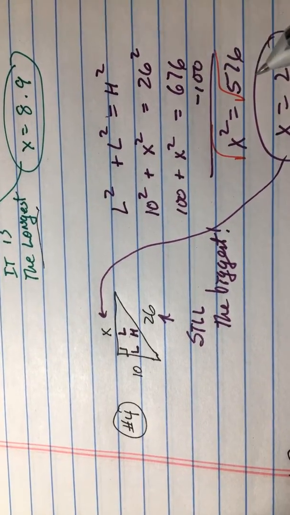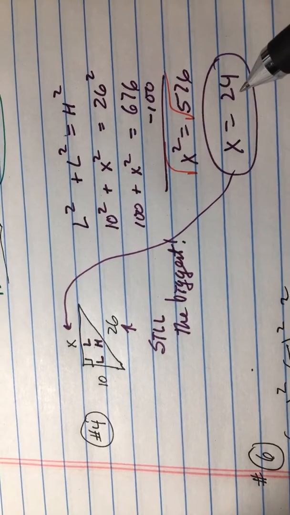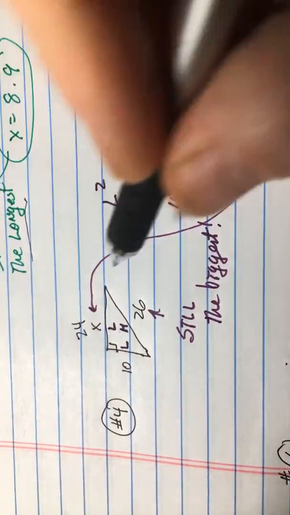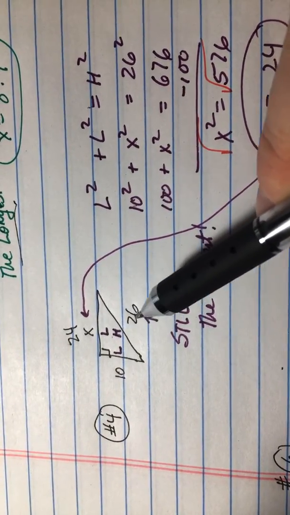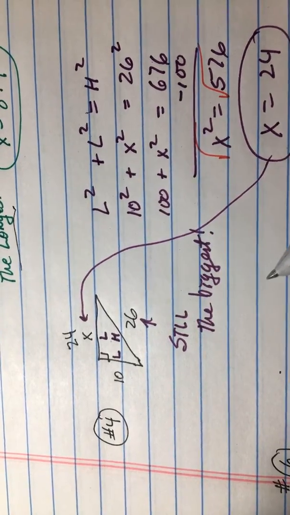We do the math. I get 576, and now I'm ready to do the square root, and I get an answer of 24. I go put that back over here to make sure it makes sense. And what do I mean? Well, this 26 is the hypotenuse. It has to be the biggest of the three, and it is. It's still the biggest, 26.